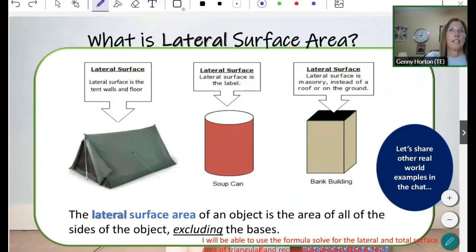All right, let's see. And so that is total surface area. The other part of this is lateral surface area. So lateral surface area of an object is the area of all of the sides of the object excluding the bases. So it does not include the base. So if you have a triangular prism, the triangles are not included. So just these rectangles. If you have a cylinder, you don't include the circles on top. It's like a soup can, so it'd be the label. Well, our focus today will be rectangular prisms. So it doesn't include the top or the bottom. So it'd just be the four sides around.